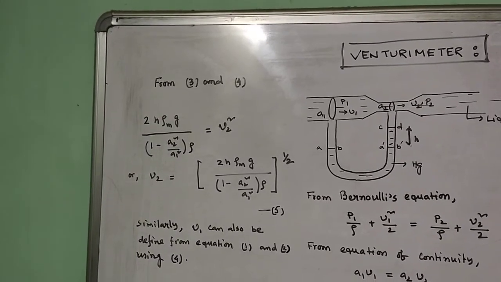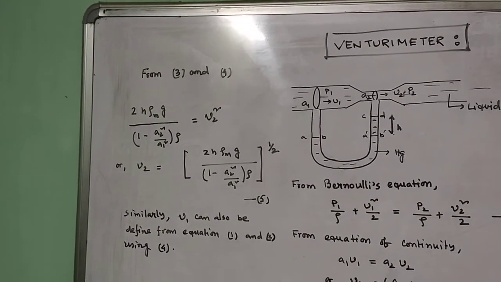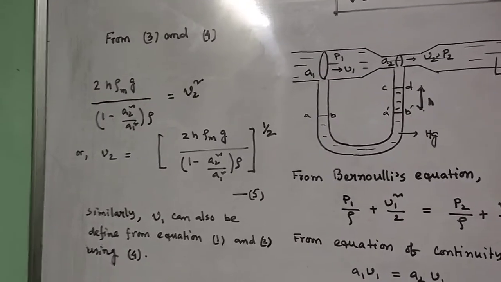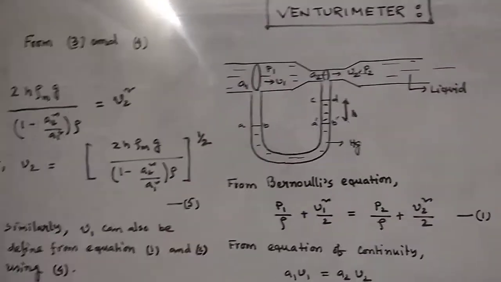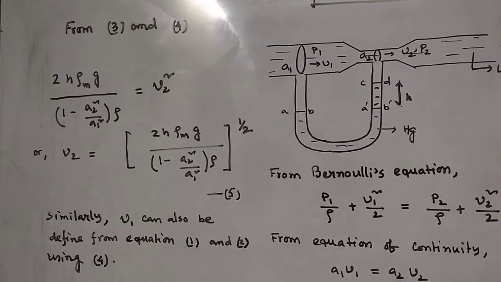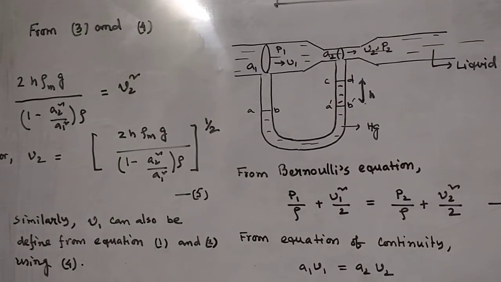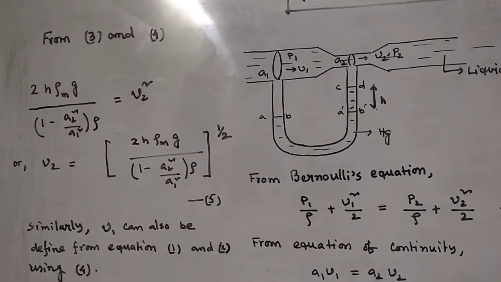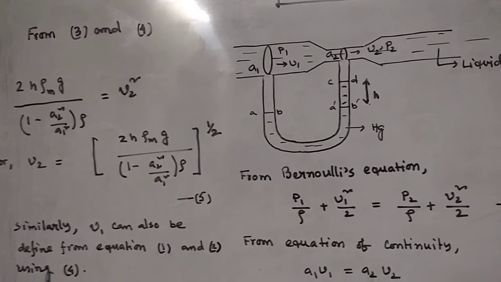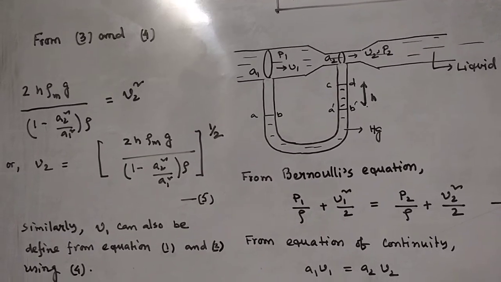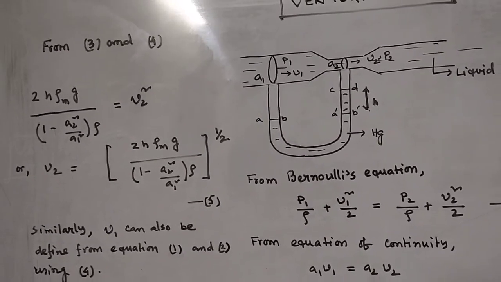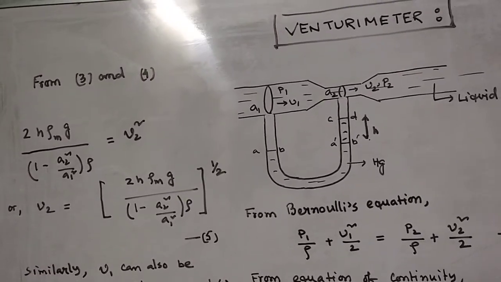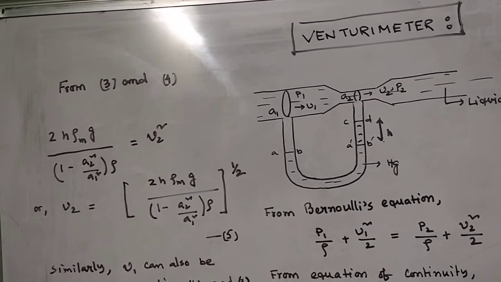So V2 comes out to be 2h rho m g over 1 minus A2 square by A1 square, rho, all to the power half. So you see the velocity with which the liquid is moving can be defined by this parameter, and this is a very simple parameter. Area of cross section is known from the apparatus. h is observable. Rho m is the density of the mercury, a common constant. Rho is the density of the liquid, also constant. So if you know these parameters, you can define the velocity of the liquid with which it comes out through the area of cross section A2.